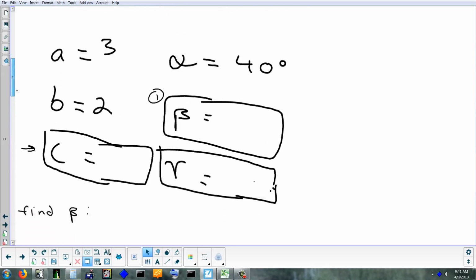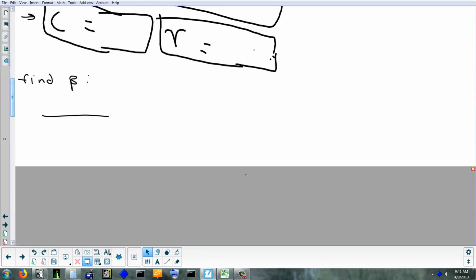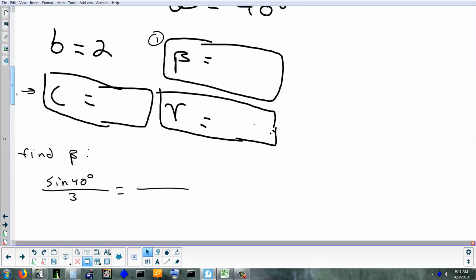Okay, so we are finding beta in this case. So we're going to start with sine 40 over 3. That's pretty much the same. Equals. What's going to go on the other side? Yep. Sine beta over 2.